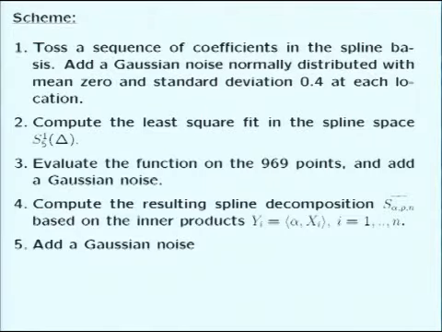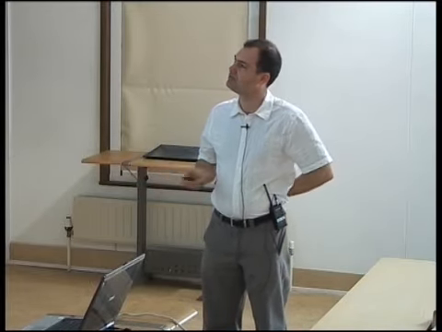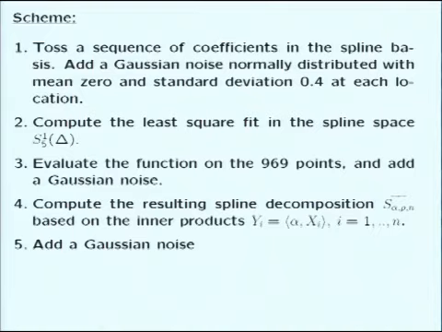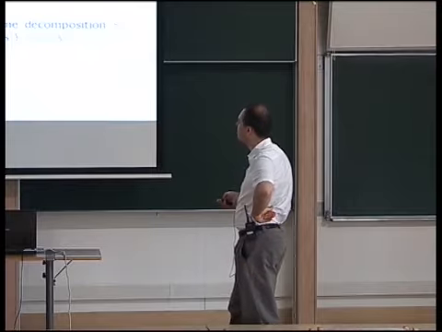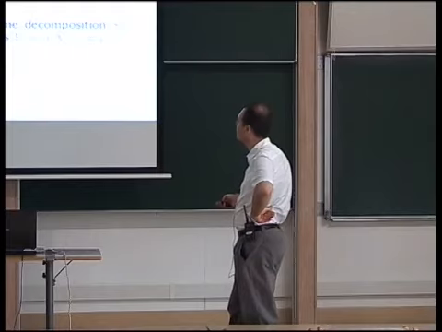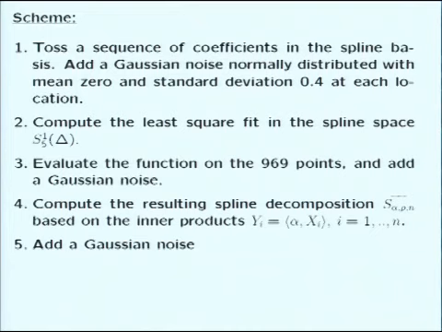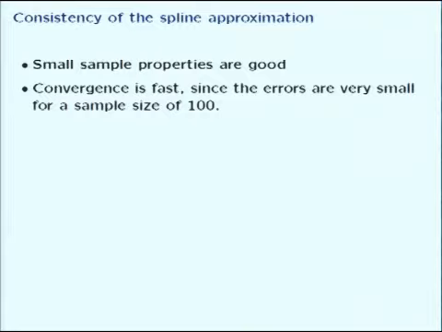and we generated random surfaces. There are many ways to do that, but I don't want to go into too much detail here. We tossed a random series of coefficients in the spline basis, and then we added some noise. So we generated random surfaces X as a pseudo sample for our simulations. Therefore we could compute the exact value of the Yi's, and the goal is to estimate alpha, and then we add the noise at the end.